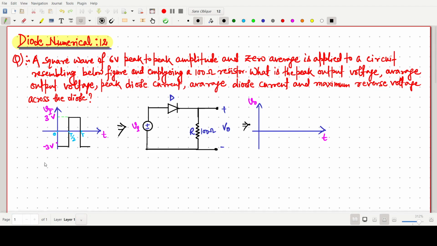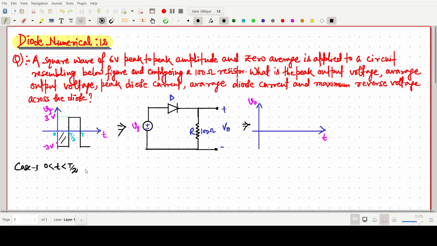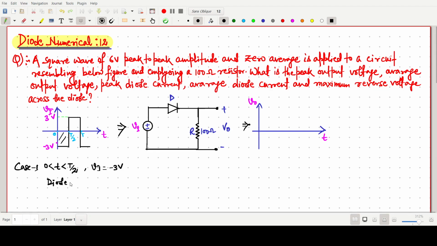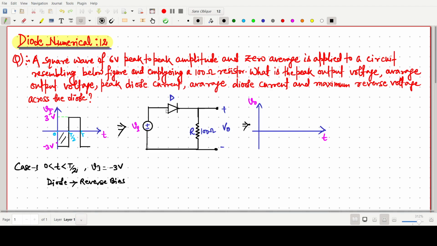So we have to consider case 1, when the waveform is in the interval 0 to T by 2. For this interval, the value of Vi is negative, minus 3 volt. So the diode will be in reverse bias. So the circuit will be open and there will be no diode current. The circuit will be like this.